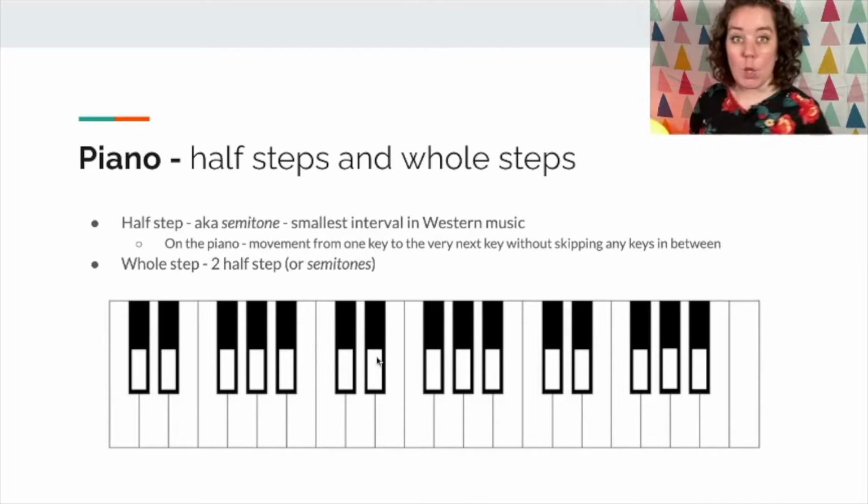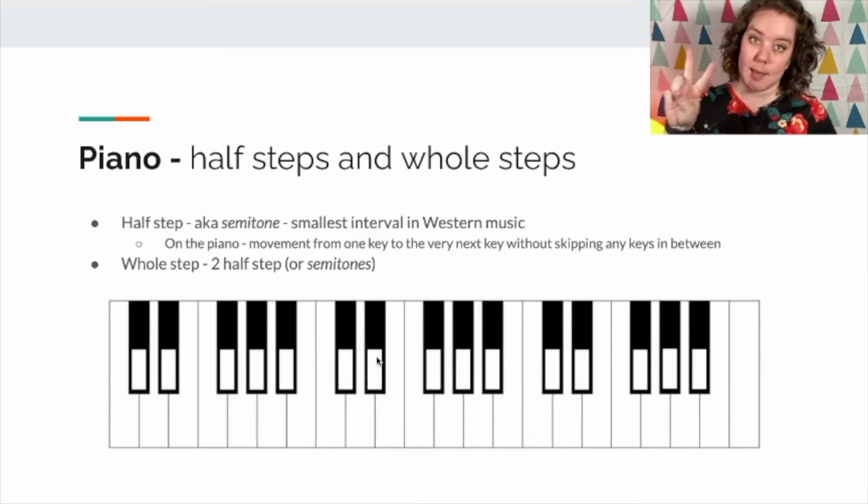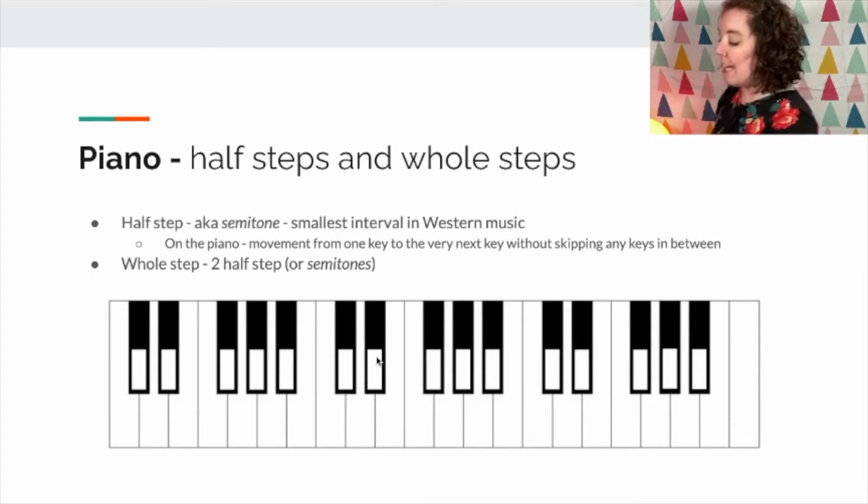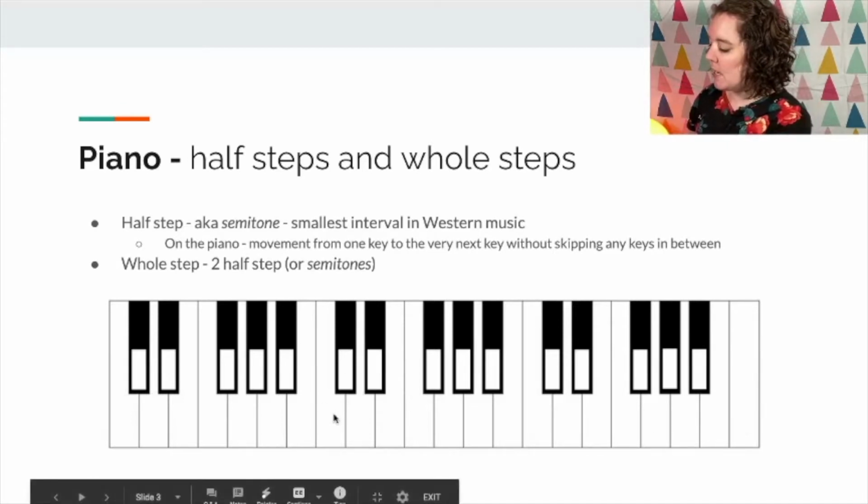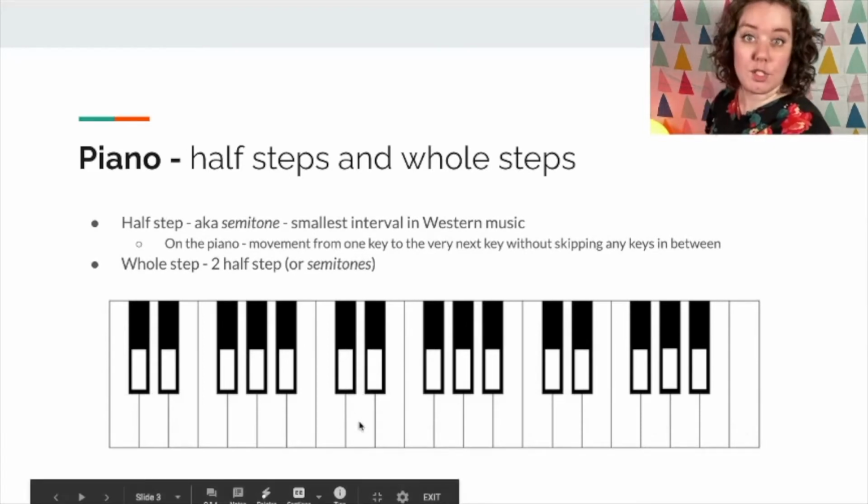But then we talk about a whole step, and a whole step is two half steps or two semitones. So that's where you would skip one key in between. For instance, here's this note, and I go up one half step and up another half step, and so from this white key to this white key is a whole step.